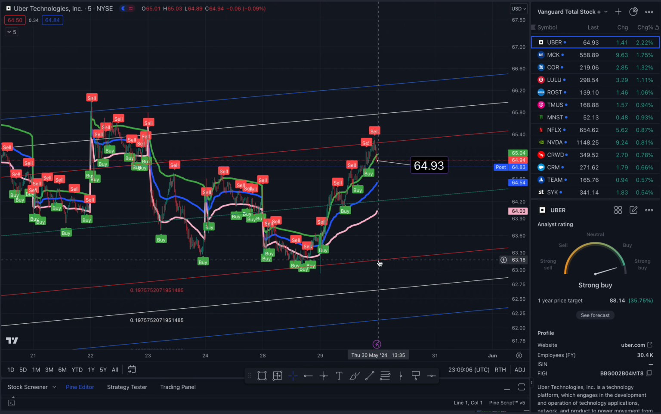64.21, 63.18, 62.65, 62.13. Your buy signal, your sell signal.